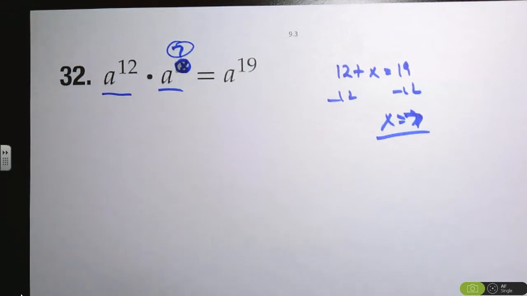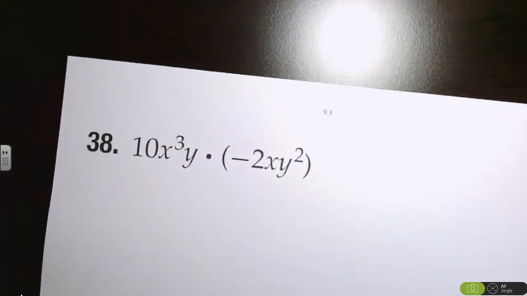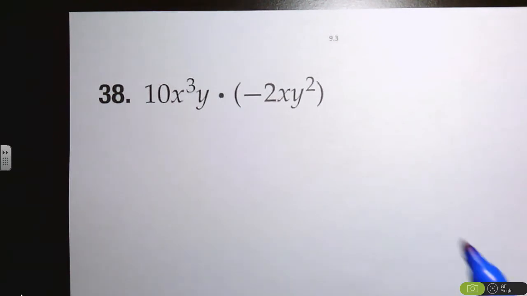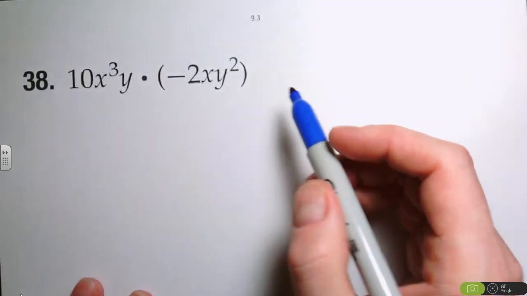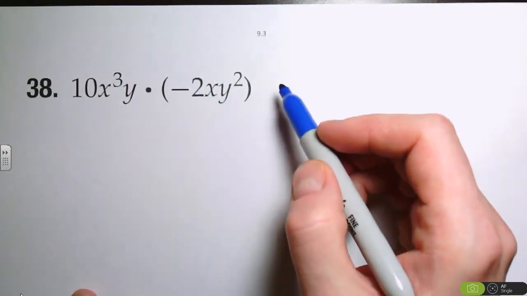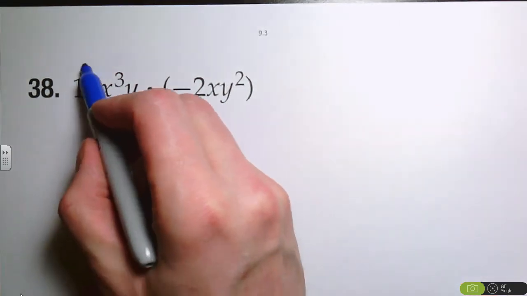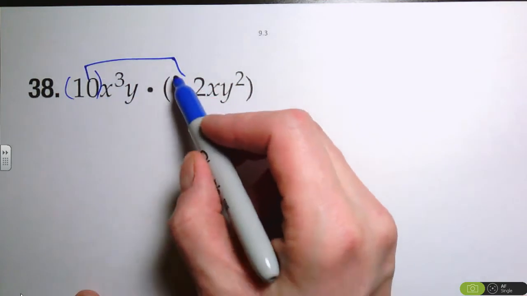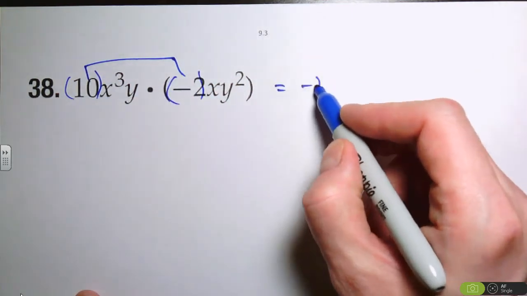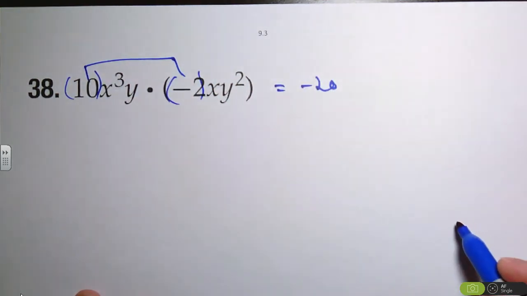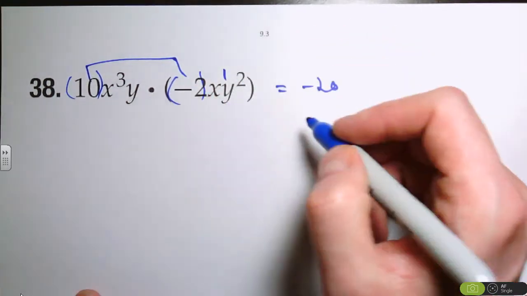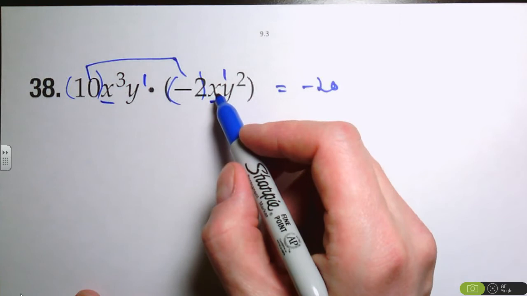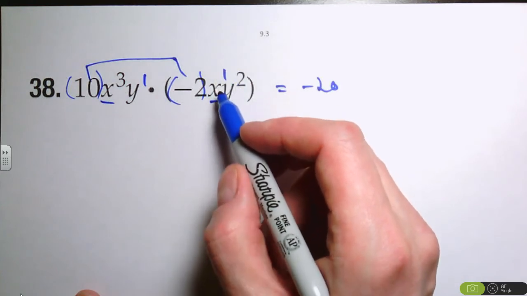Okay. And then last one, number 38. I've got 10x cubed y times negative 2xy squared. Now, like before, multiply the outside numbers by each other. So 10 and negative 2 together is negative 20. But now I can look at the x's and y's separately. I've got 3 x's here being multiplied by a single x. There's no exponent, but I wrote a 1 in because that means there's a single x.